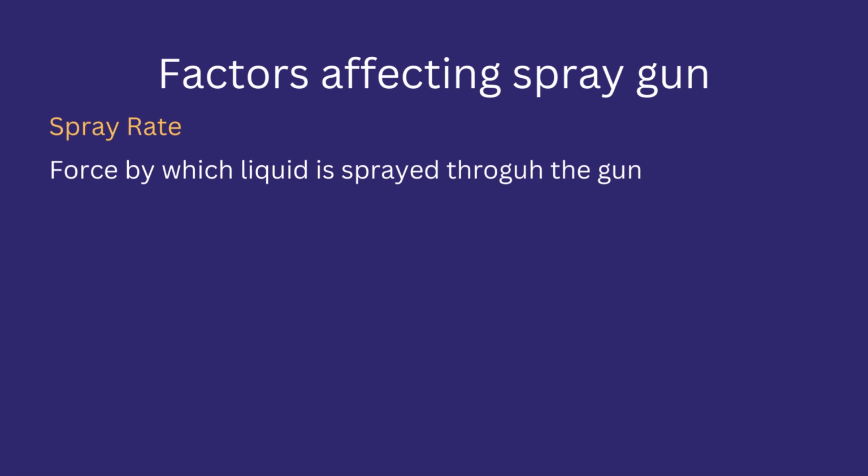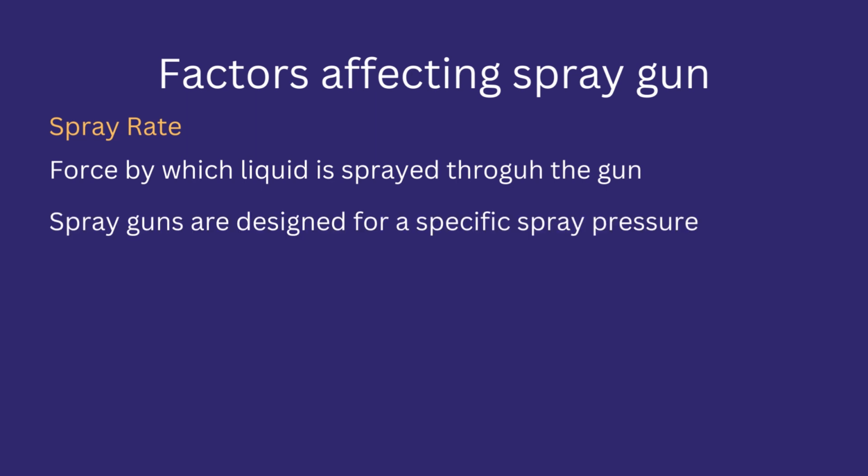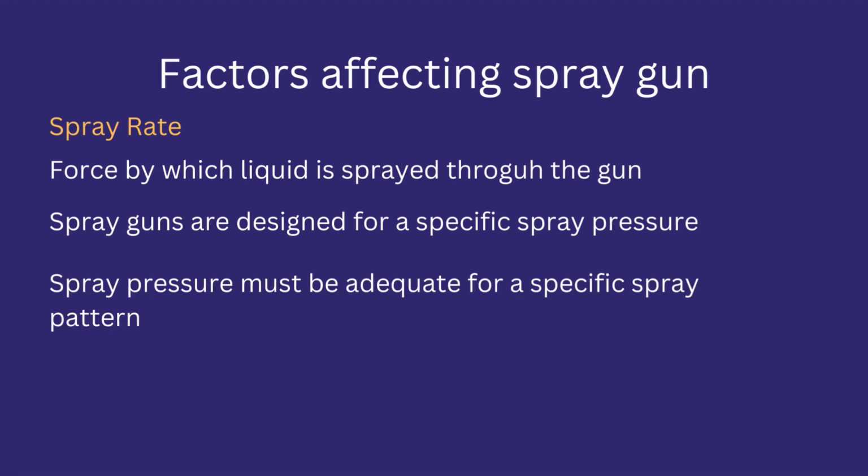Spray pressure. Spray pressure is the force by which liquid is made to pass through the spray gun. Typically, liquid is supplied to the gun through a pump such as a peristaltic pump. Spray pressure is the pressure generated by the supplying pump. Spray guns are designed for a specific spray pressure. Spray pressure must be adequate for a given process, liquid characteristics, and product type. If a liquid is supplied with a higher pressure than a gun can sustain, it can damage the gun or it can function erratically.